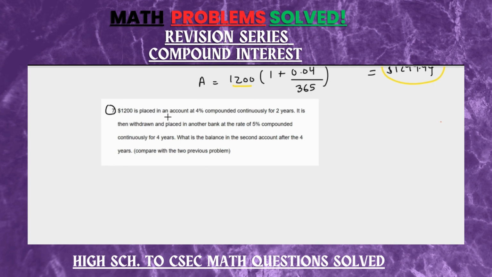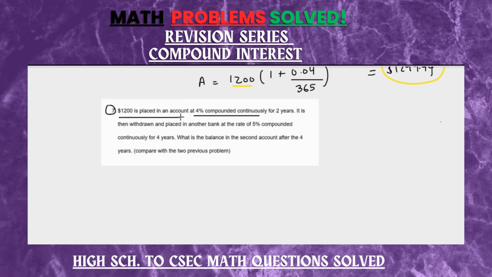Then we will see this question number 7. It says 1200 is placed in an account at 4% compounded continuously. In the beginning, I told you that there is another type of compounding, like we studied annual compounding, quarterly compounding, monthly compounding. We also discussed weekly compounding, but here it's continuous compounding, right? You have to understand this also.